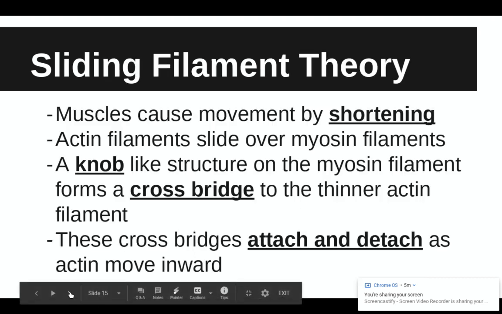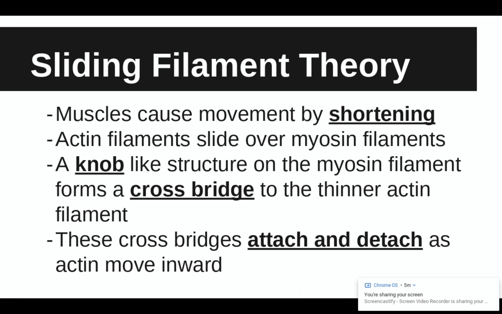And so we'll talk about that as we go. Okay, so the sliding filament theory: muscles cause movements by shortening. So the actin filaments slide over the myosin filaments. Okay, a knob-like structure on the myosin filament forms a cross bridge to the thinner actin filament.